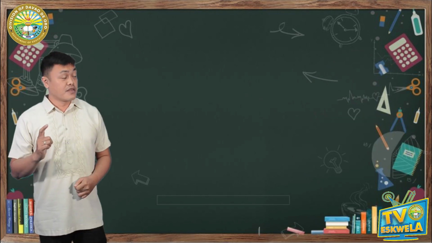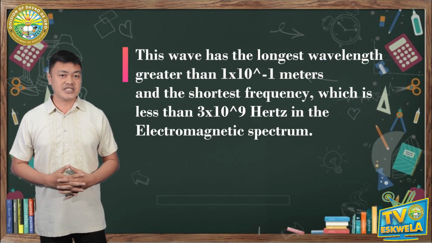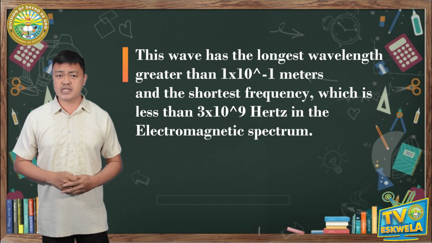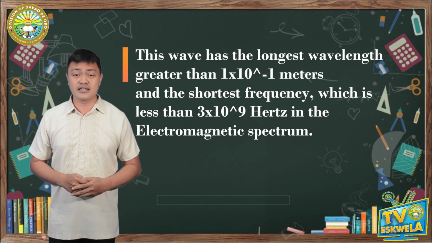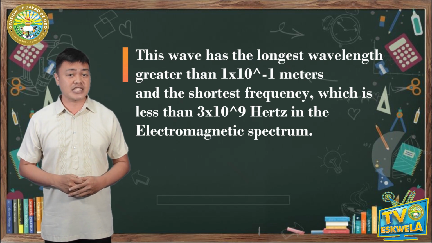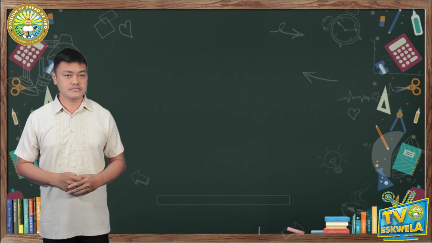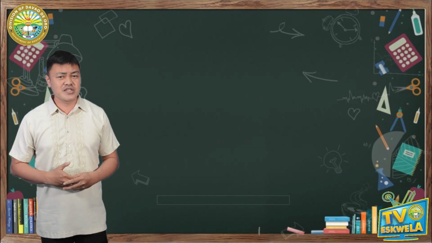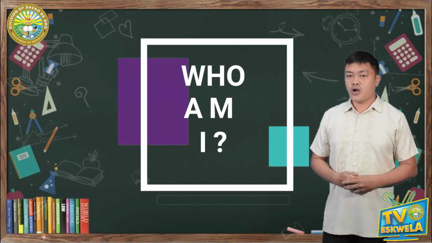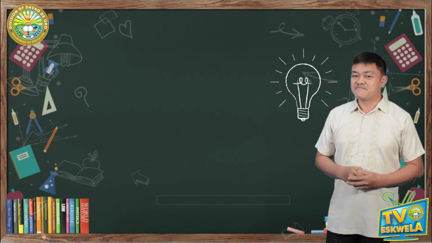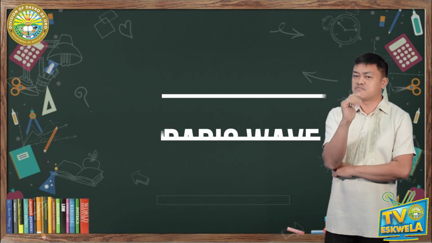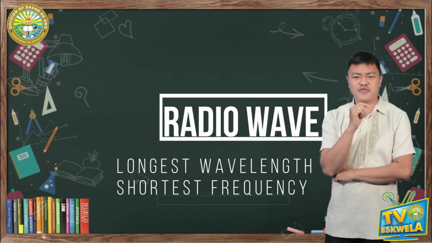Yes, I'm ready. This wave has the longest wavelength, greater than 1 times 10 raised to the power of -1 meters, and the shortest frequency, which is less than 3 times 10 raised to the power of 9 Hz in the electromagnetic spectrum. It can be of the same size of a human, or could be a size of a basketball court. Imagine that. Who am I? Oh, I know that. Based on my observation, I think radio wave is the longest wavelength and the shortest frequency.